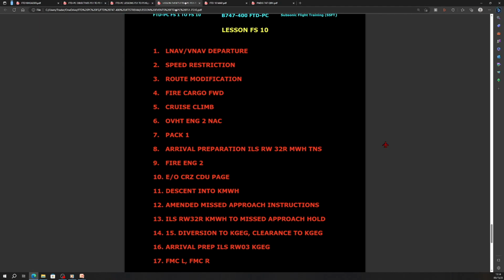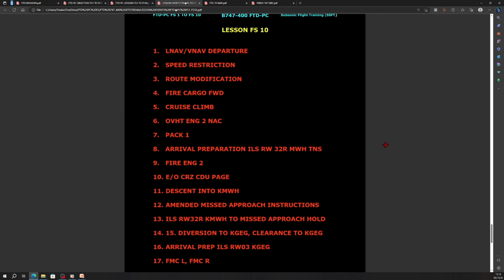We'll do the fire cargo forward. We'll have a cruise climb from flight level 190, I think, up to flight level 250. We'll have an overheat engine 2 nacelle. And then pack 1. I'll look for something else to do there because I'm pretty sure we did that. We selected A and tried to reset it, then went to B and tried to reset it, and I think we turned the pack off, so I think we've done that non-normal.